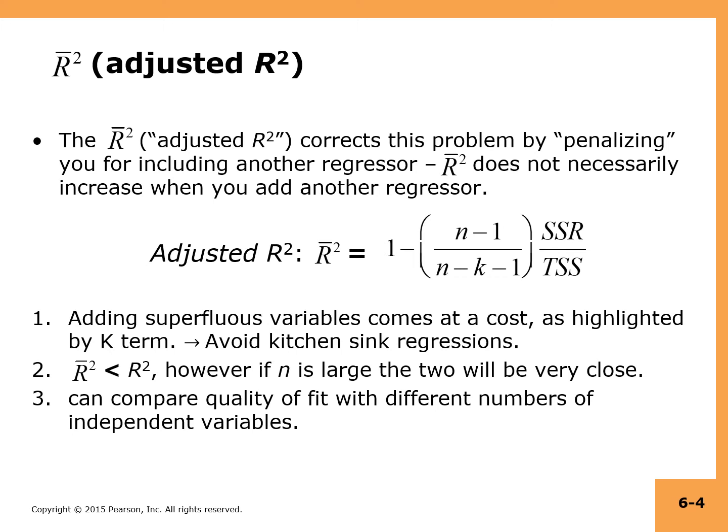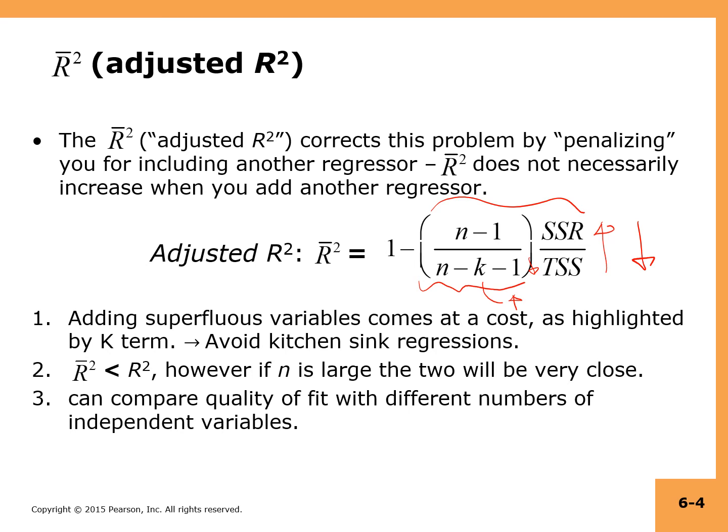If you look at the formula for adjusted R-square, it looks pretty much the same as regular R-square, except now you're multiplying SSR over TSS by n minus 1 over n minus k minus 1. What happens when you add one additional regressor? It increases k by 1, which means that the denominator decreases. And since the denominator decreases, the whole term increases. And since we are subtracting a larger number, adjusted R-square declines.